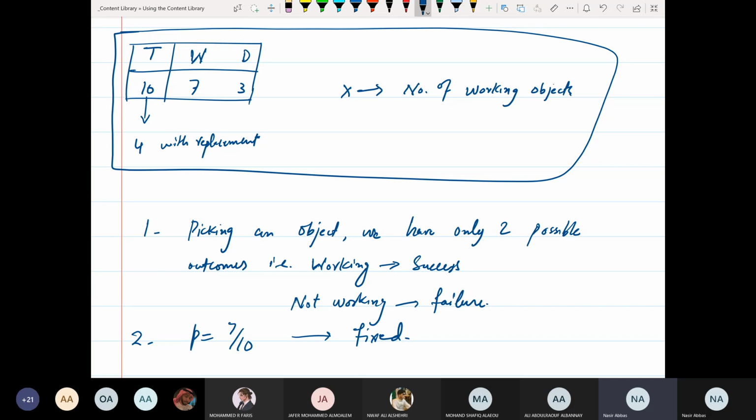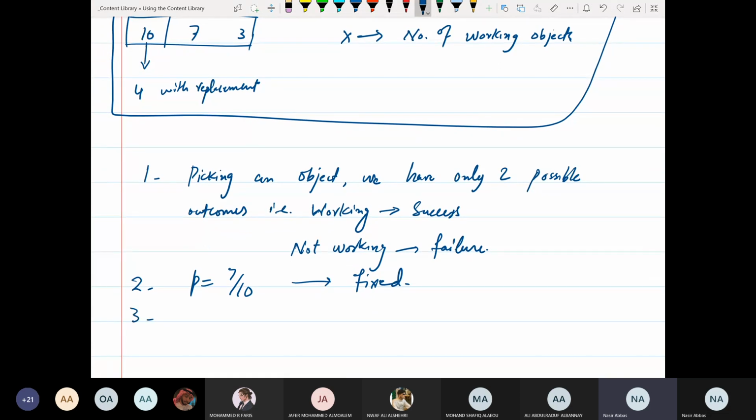Muhammad Faris: No, it does not depend. It doesn't depend. The first one was working or defective. Still, the result of the second one has nothing to do with the first trial. So the trials are independent.